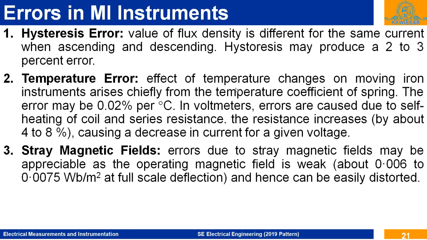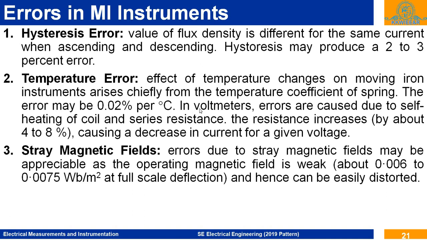Temperature error: there is an effect of temperature on the spring material. As the temperature changes, the coefficient of this material, or the stiffness of the spring material, will change, which will generate an error of 0.02% per degree centigrade.